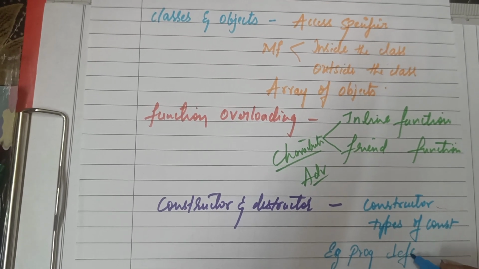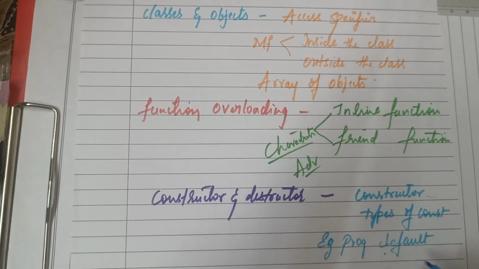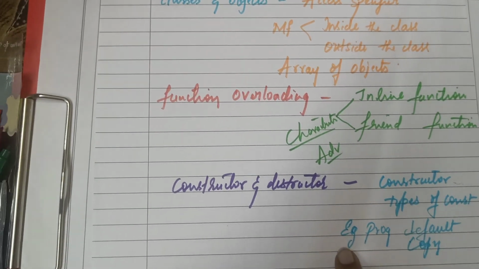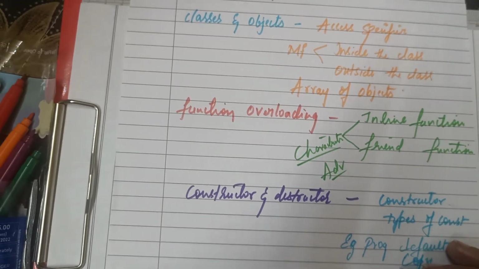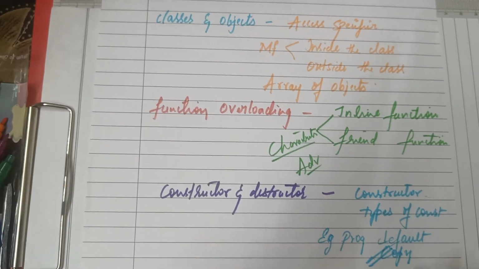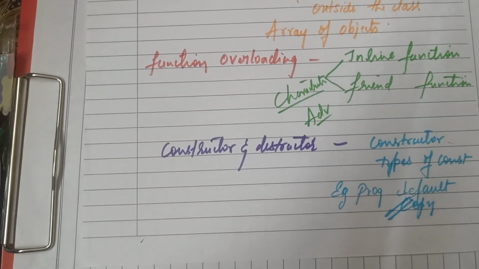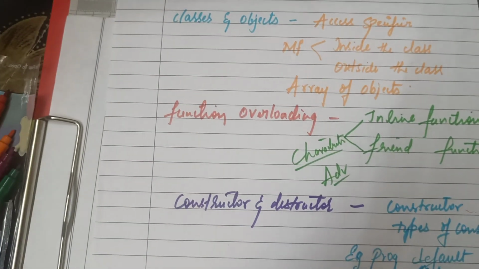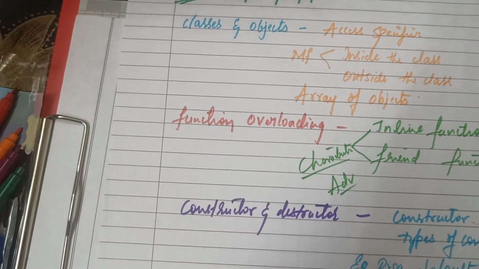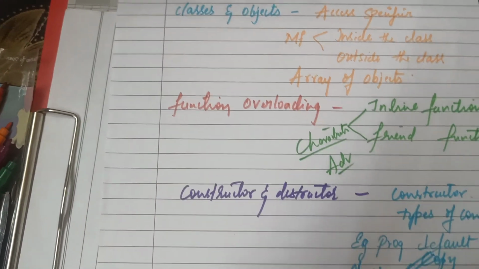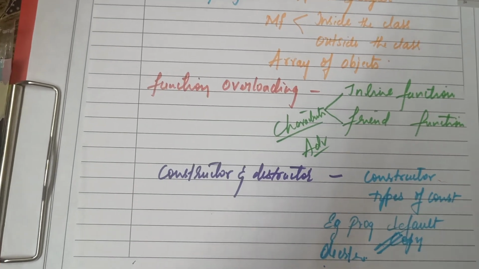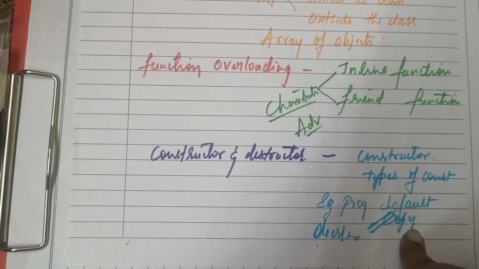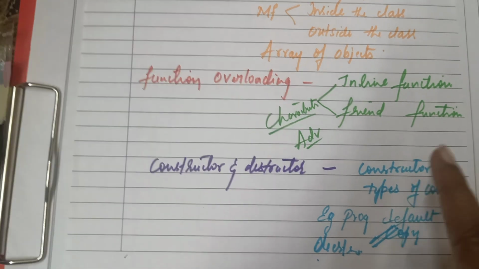For default constructor and copy constructor, you have to know separate example programs. The copy constructor is the most important question, so they ask about copy constructor very frequently. And next you have to write the destructor program. The destructor program is also very important. See, you have to know one constructor program, one destructor program, default constructor and copy constructor. For all of these you have to read the programs.